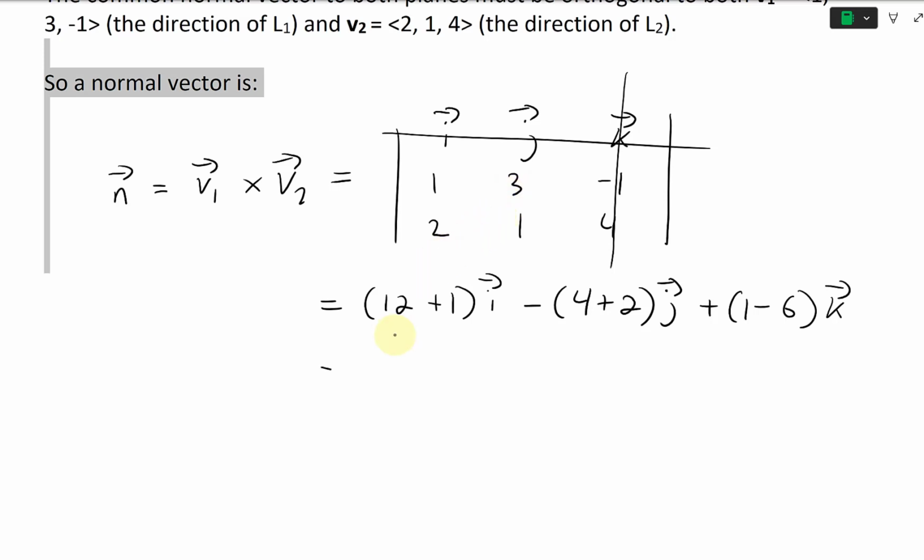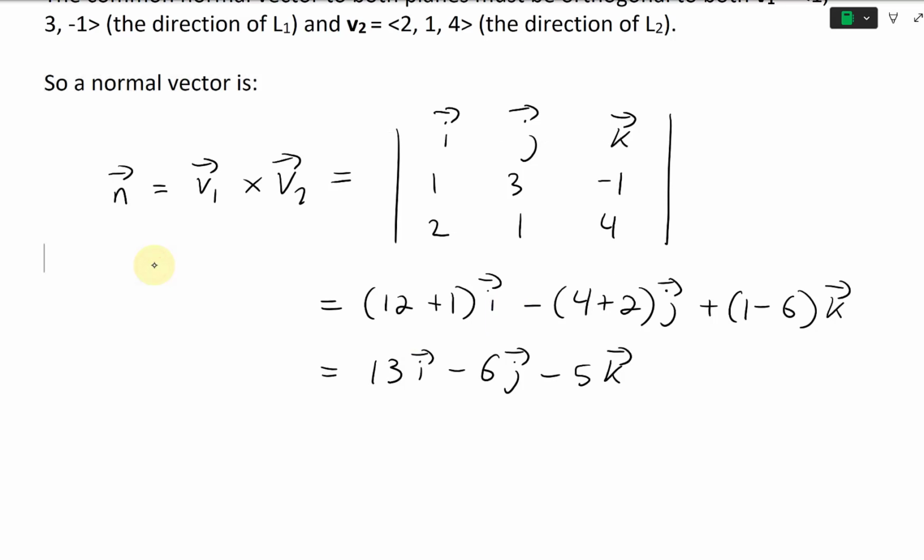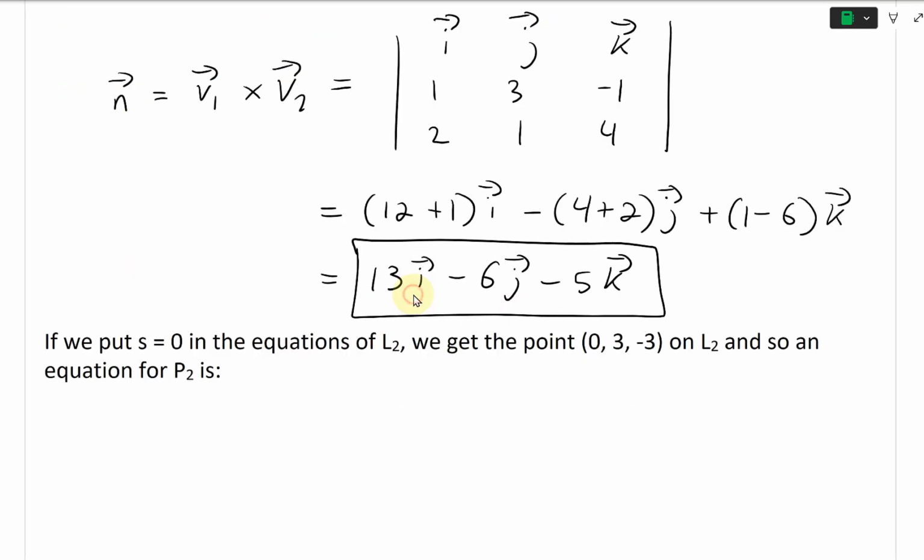All right, so now the next step is, it's going to be 13I minus 6J, then minus 5K, like that. All right, now I'm going to box this in, like that. All right, so now we have this normal vector n.